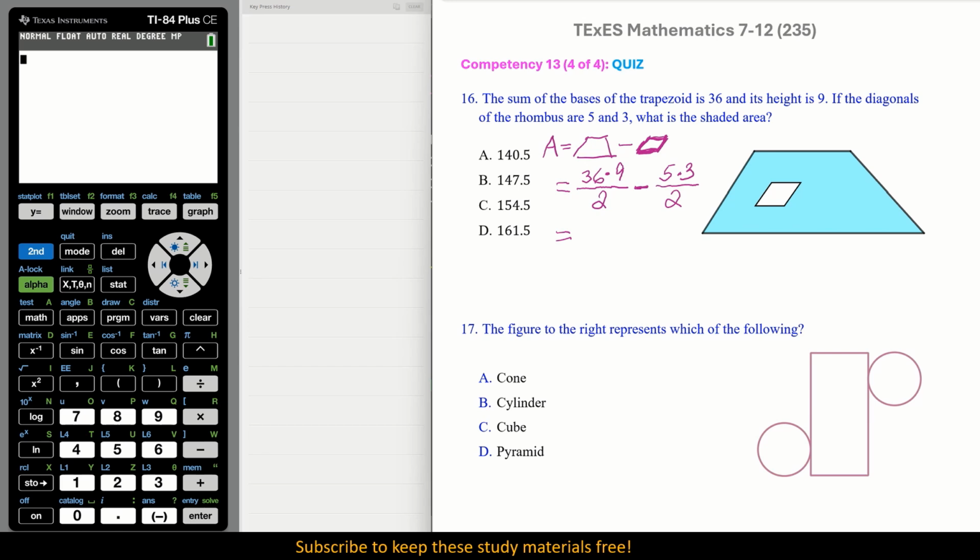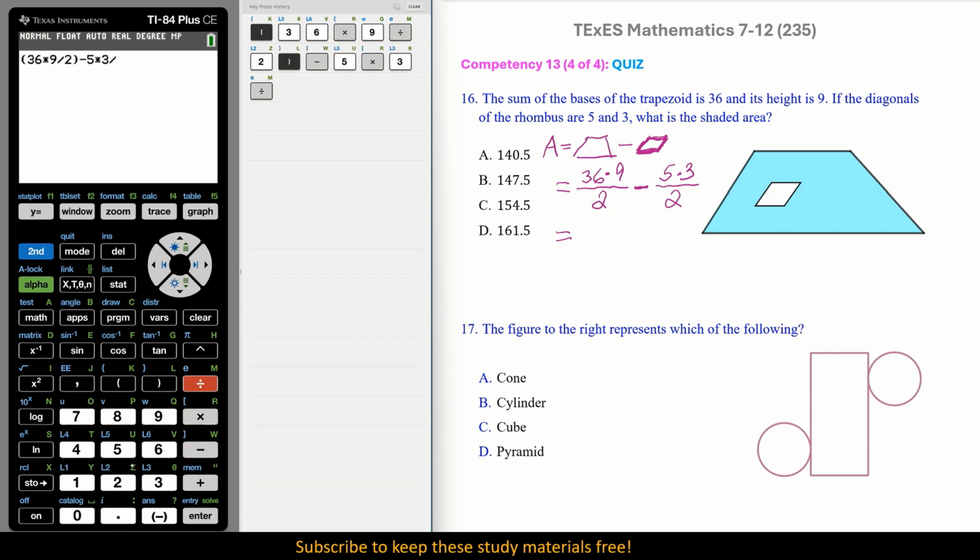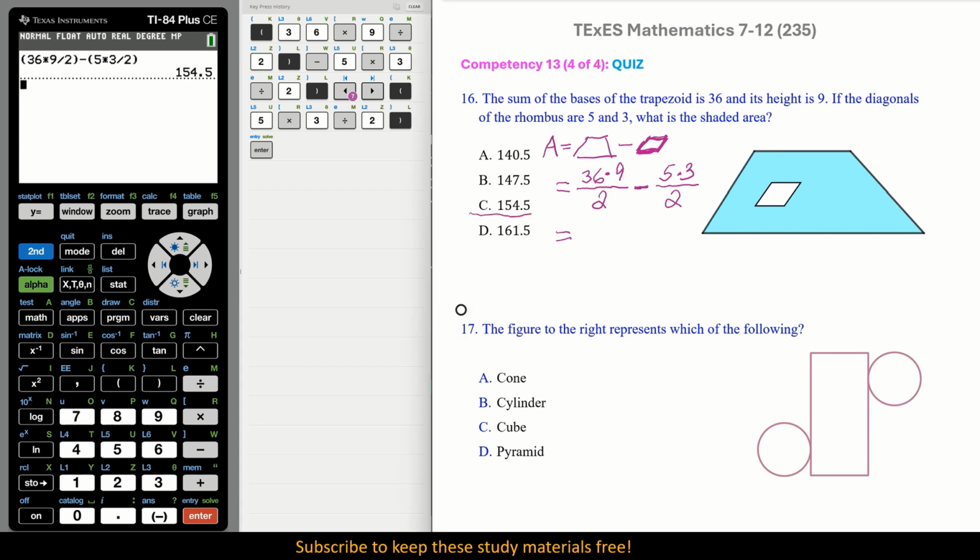Now we will have to use parentheses because I do see an order of operations. Well, it might not, but let's do it anyway. So parentheses, I see 36 times 9, divide that by 2, close the parentheses, minus 5 times 3, divide by 2, close. Once I started using parentheses, that would shoot an error. 5 times 3, divide by 2, close parentheses. Take a double look, make sure I didn't make any other errors, push enter, and that is correct. All right, that is the shaded area.